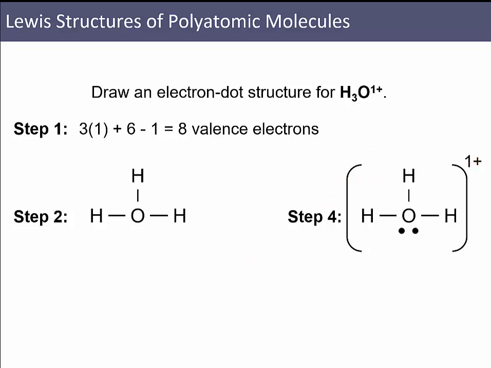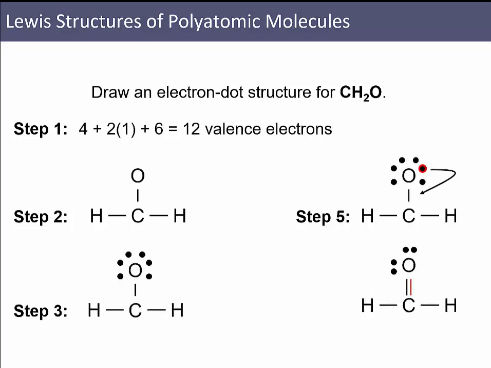Let's do one for CH2O. Here carbon is going to come in with 4. We've got 2 hydrogens at 1 each and 1 oxygen at 6 electrons, for a total of 12 valence electrons. In step 2, we build the backbone: carbon in the middle, 1 bond to oxygen, 1 bond to hydrogen, another bond to hydrogen. We used 6 of our electrons.